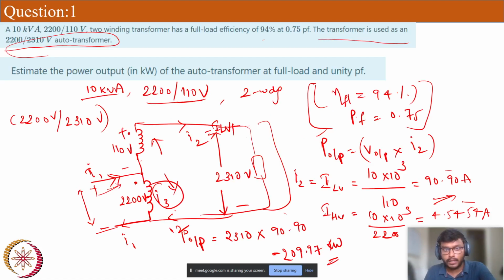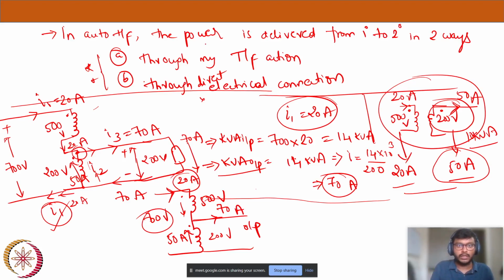Now let's get back to the points where we discussed. In an auto transformer, the power is delivered from primary to secondary in two different ways. First, through transformer action, through the flux. To my primary winding I give a rated voltage, and according to that my LV winding will experience the same flux. Flux balance will be there, and my power will be transformed. And the second is through direct electrical connection.